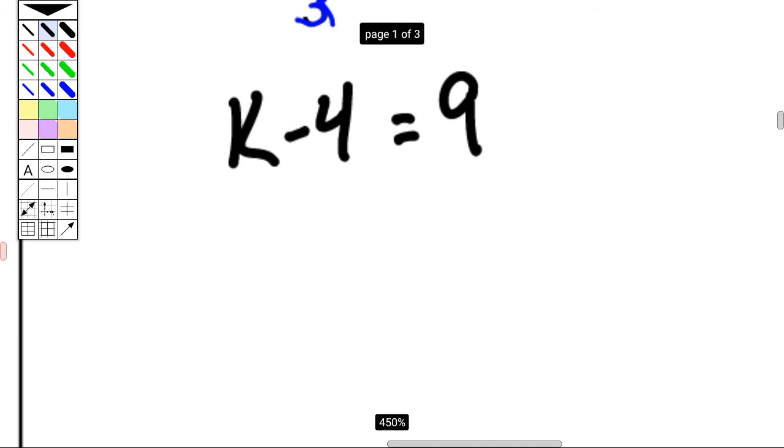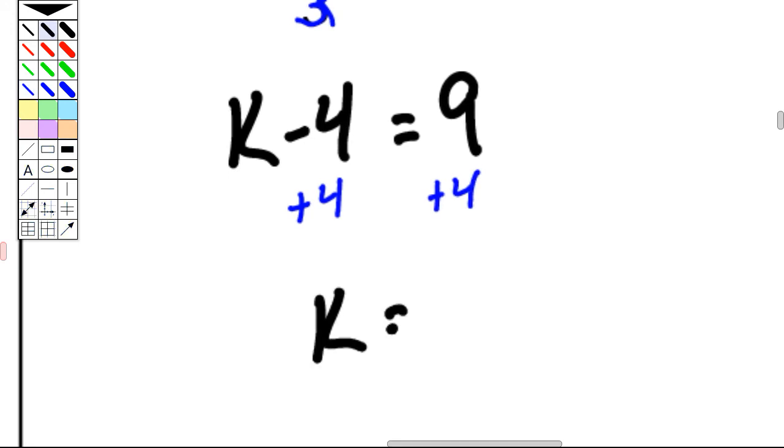Now we're trying to get k by itself. How do you do the opposite of a -4? You need to add 4. So I'm getting k is equal to 13.